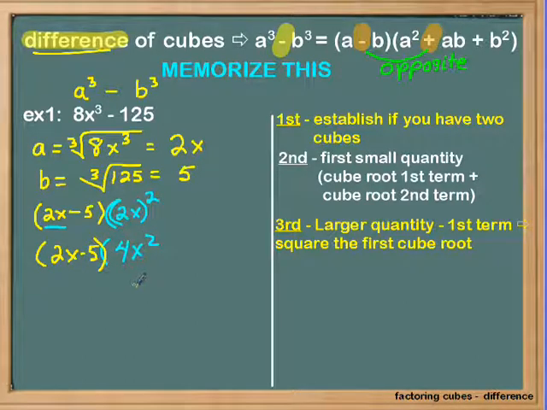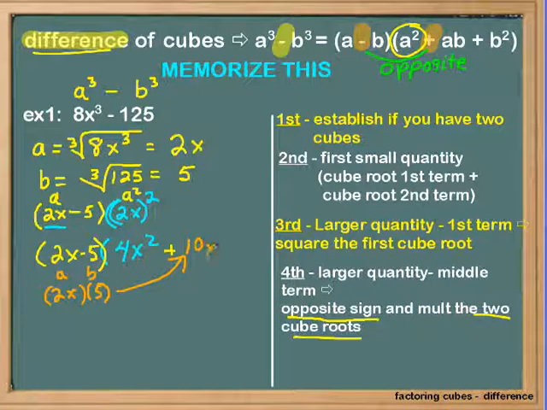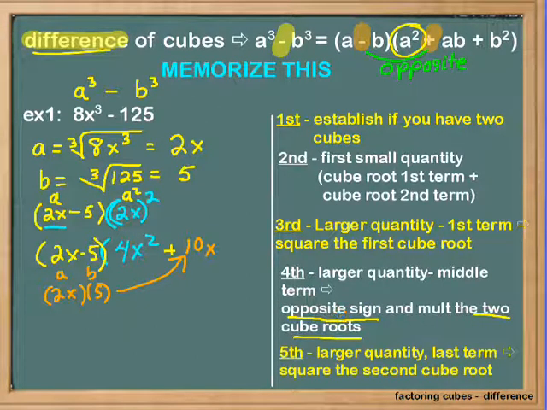I wanted to show you how I took my first term, which is my a term. So there I go and take my a, and I squared it. And so that's how you can follow along with the formula. I need now a plus sign, so I'm going to go ahead and write that before I forget. And my fourth step said, all right, I took the opposite sign and multiply the two cube roots. So I'm going to take my a, which is 2x, and I'm going to take my b, which is 5, and I'm going to say 2x times 5. And I'm going to make that my middle term. So, very simply, 10x.